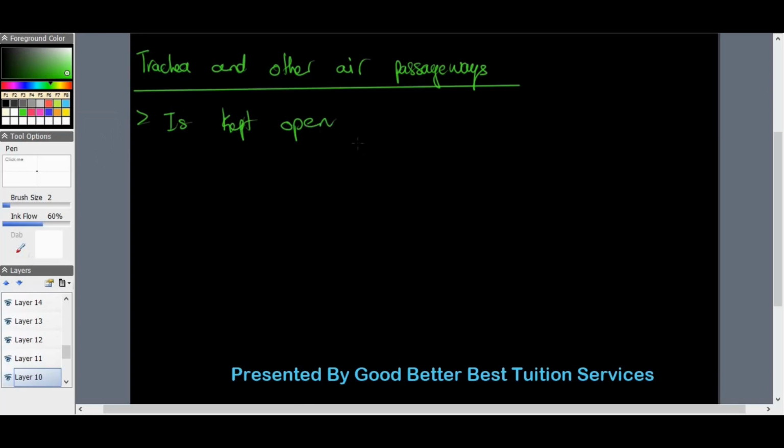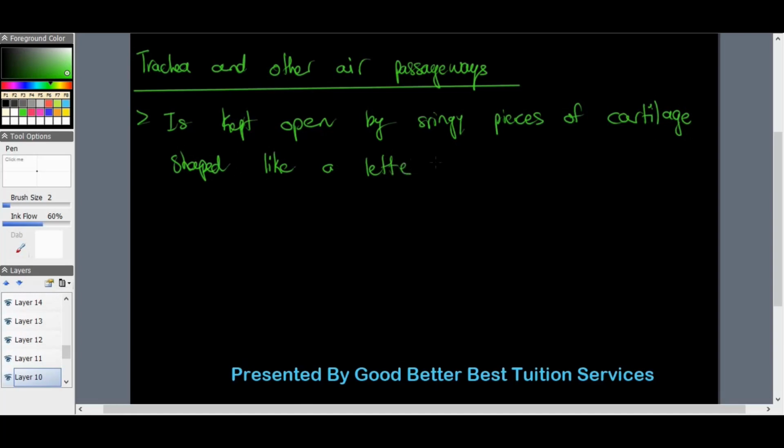It's kept open by springy pieces of cartilage. How do I spell cartilage? Always going to spell it with the E. And it's shaped like a letter C.